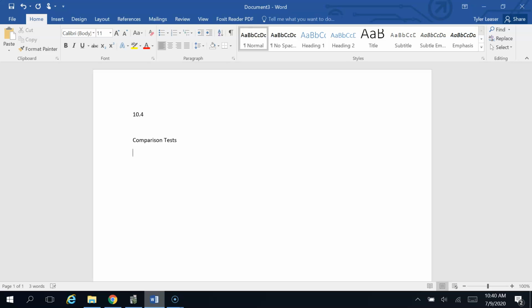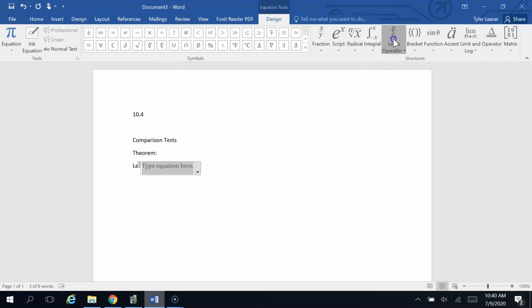There's just the generic comparison test, which we have as the theorem. So what this one says: let there be three sequences, a sub n, c sub n, and d sub n. I don't know why they skip b, they just do. We'll see why in a second, actually.